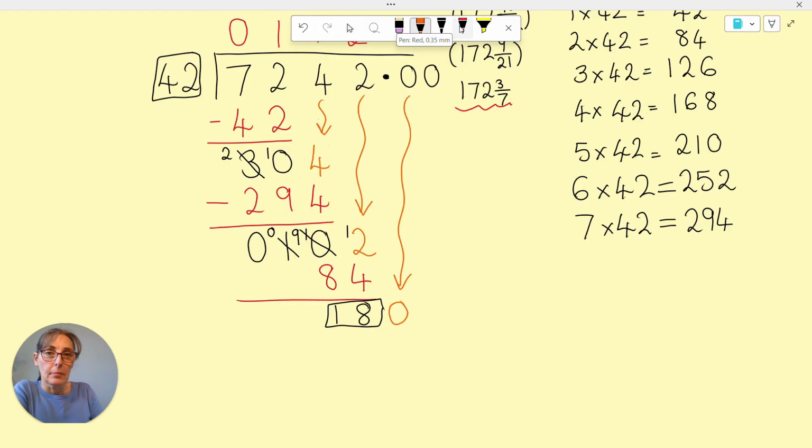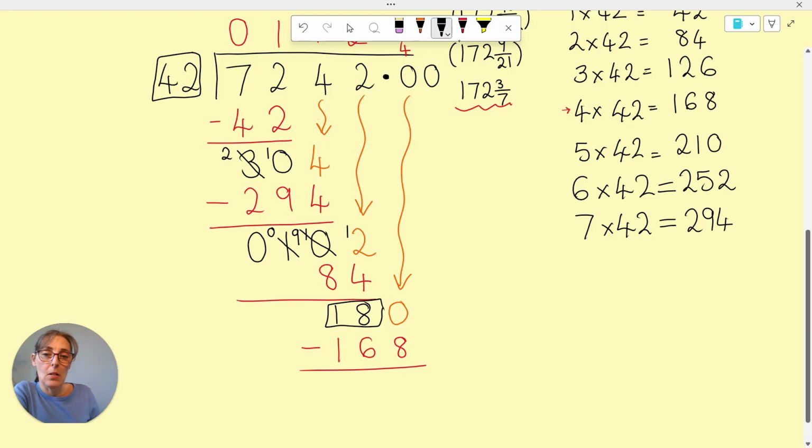All right. So how many 42s fit into 180? Well, it's going to be 4 because 5 is too much. So I'm going to put a sneaky 4 there and I'll come back in a minute. It's 168. So we're going to take away 168 and then change the pen back.